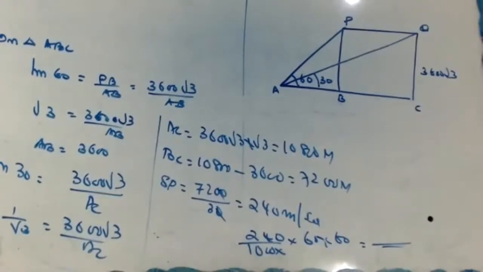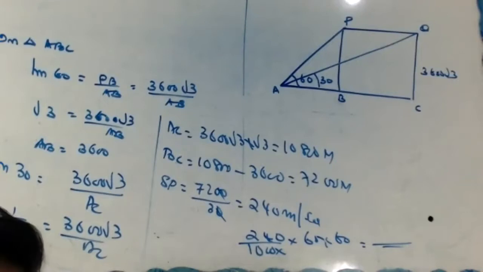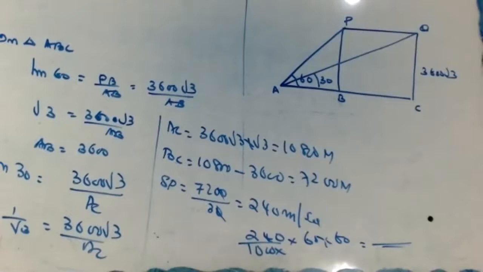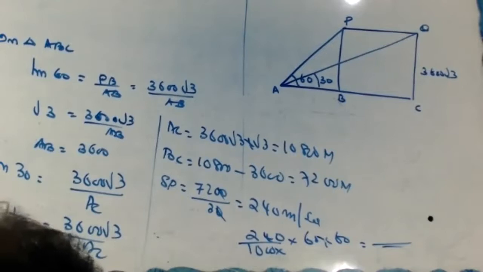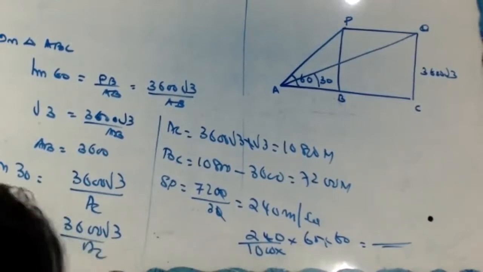After 2 seconds, the angle of elevation of the bird from the point of observation becomes 30 degrees. Find the speed of the bird. Flying bird. Okay. Find the speed of the bird.